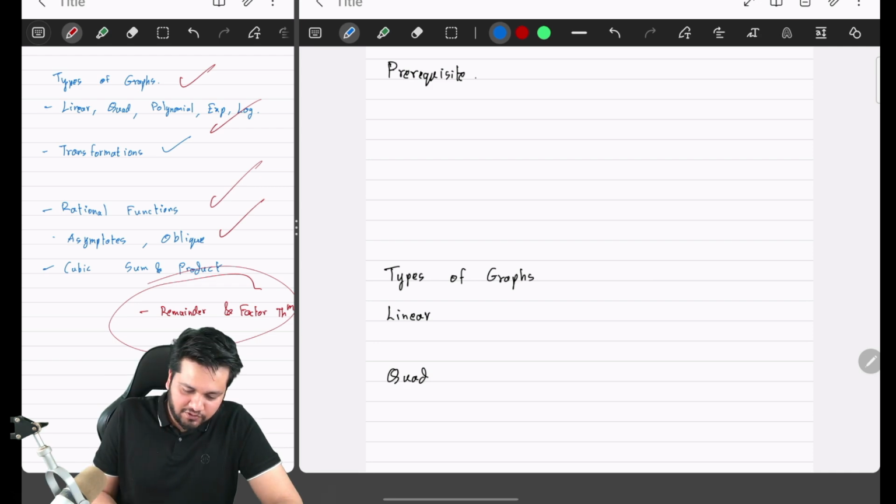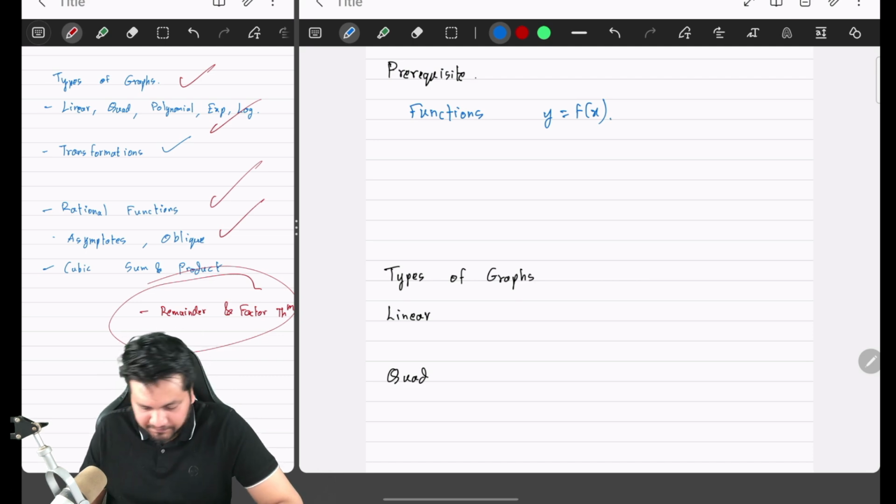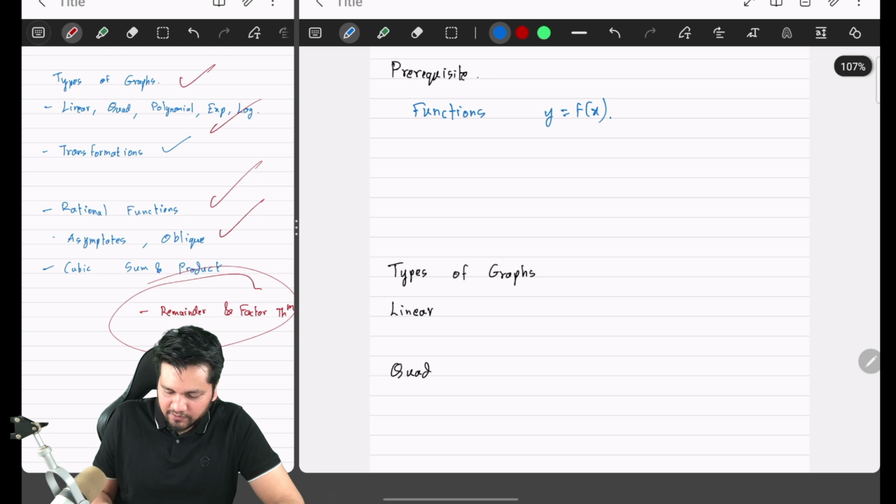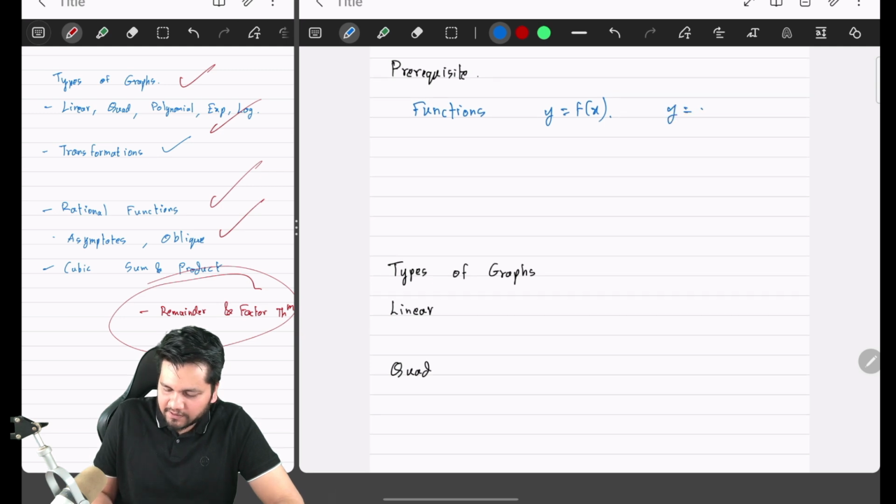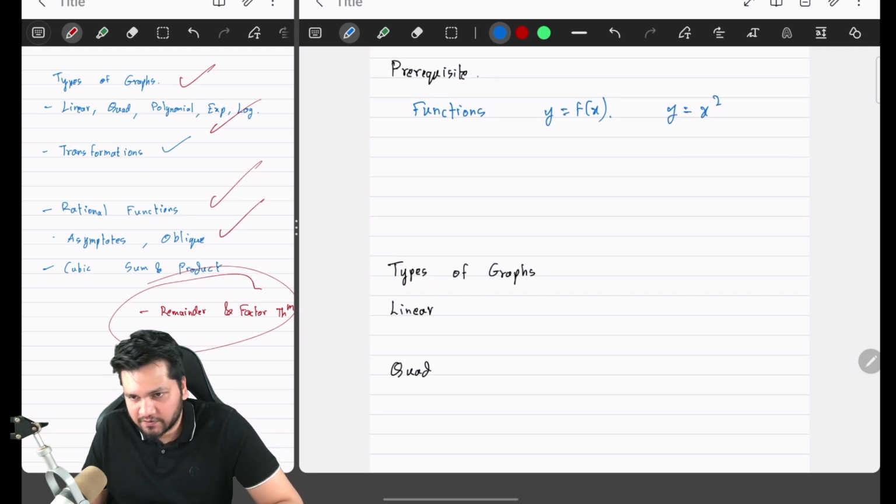So before that, we should already know what functions are, so I'll just give you a quick intro about it. Functions is basically y is equal to f of x, where y is in terms of x. Now here, when I say y is equal to f of x, it could be y is equal to x square, y is equal to tan x, y is equal to sin x, whatever.